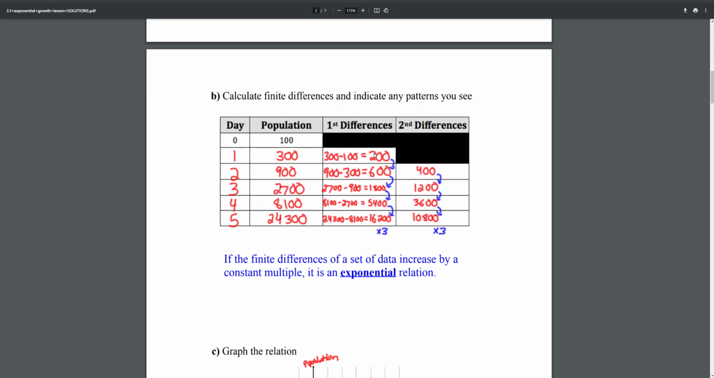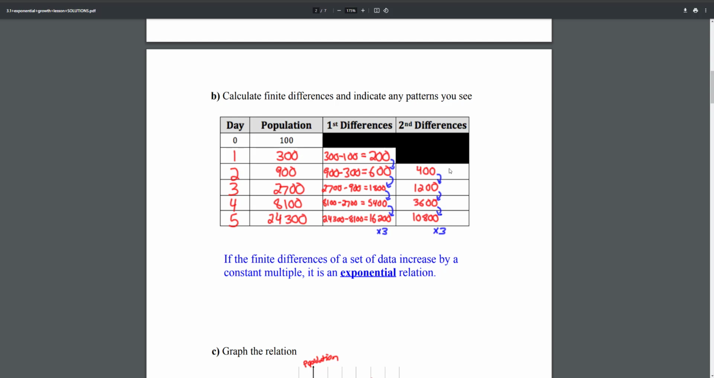If the first differences are constant, that means it's a linear function. It's a straight line. And if they're not, then you can do second differences, which is where you extend the table of values, add another column, and then subtract the values from the first differences column, and then you have your second differences. And then you see if the second differences are constant or not.